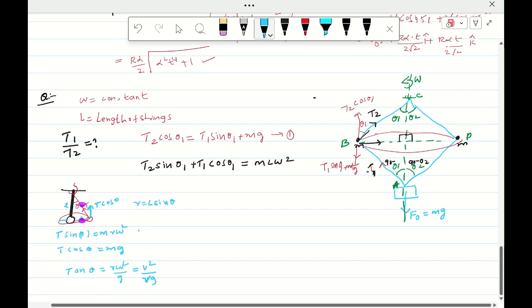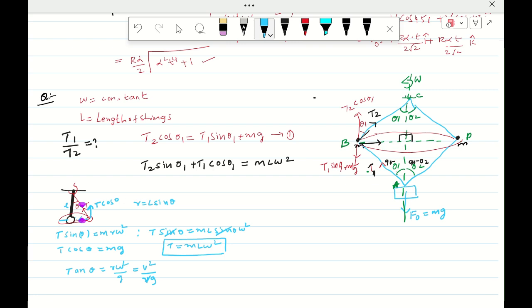So from this equation, T sin theta is equal to m L sin theta omega square. So sin theta gets cancelled, and T is equal to m L omega square. This is from horizontal circular motion, where the particle is moving in a horizontal circle. Here T sin theta is equal to m L omega square.